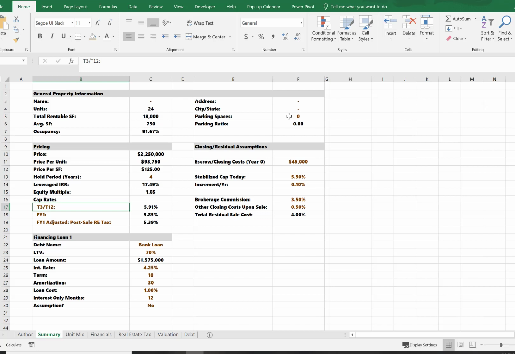But hey, this is my free model. It truly is meant to be just if you're initially vetting a deal, get a quick back of the napkin, understand what's going on, and know if you want to pursue it further. And I hope it serves that purpose. I hope it's clean. I hope it's easy to use.